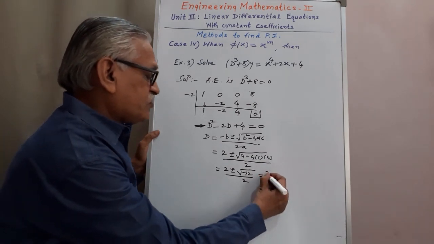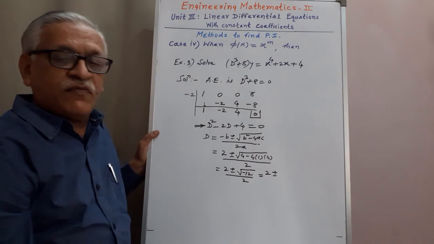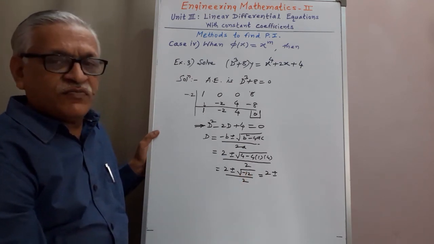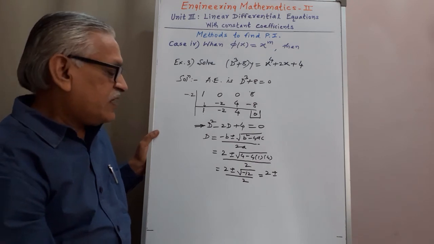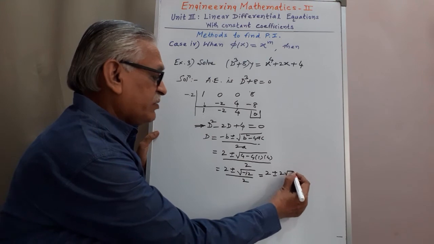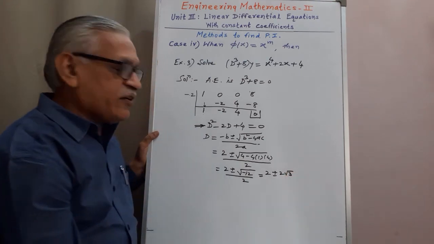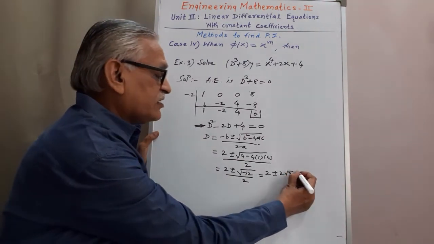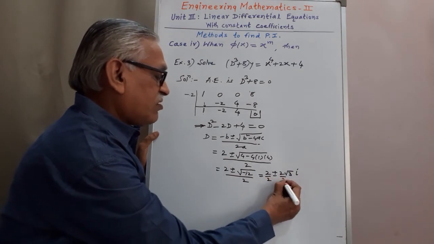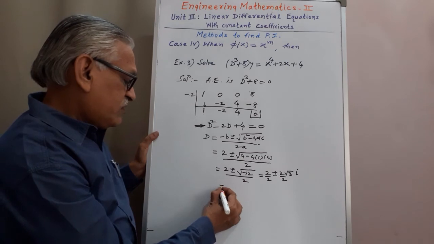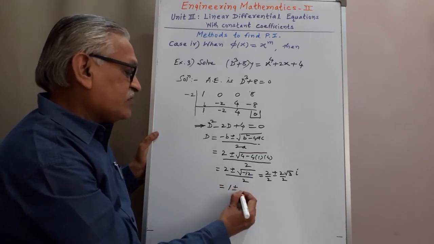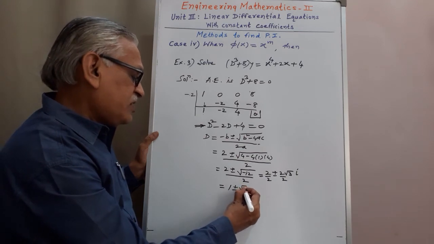Then it is 2 plus minus root of, factors of that 12 are 4 3s are 12. Root of 4 is 2. Remaining is root 3, and root of minus 1 is i. Therefore, into i, and divide by 2. And therefore, we get that roots are 1 plus minus root 3 i.